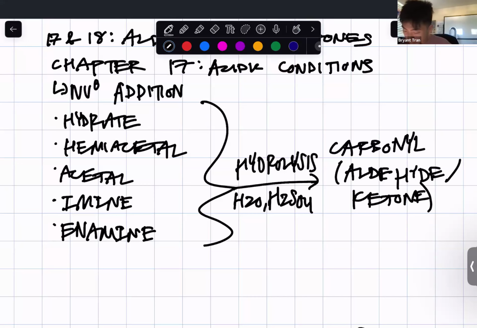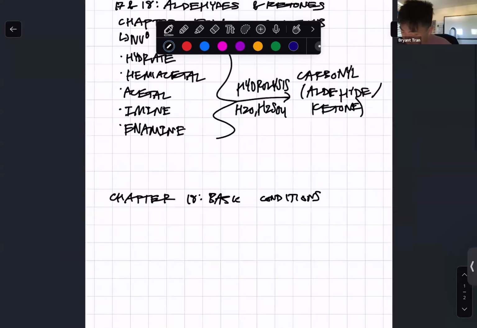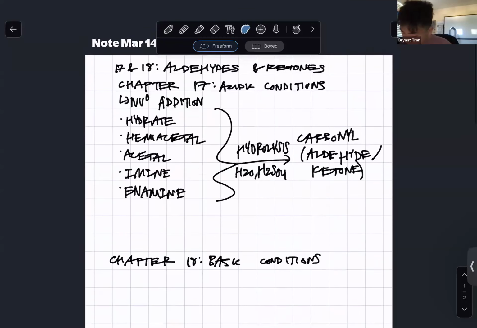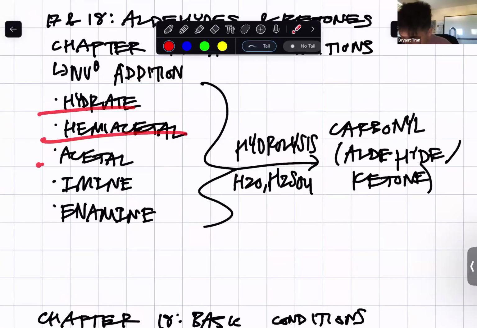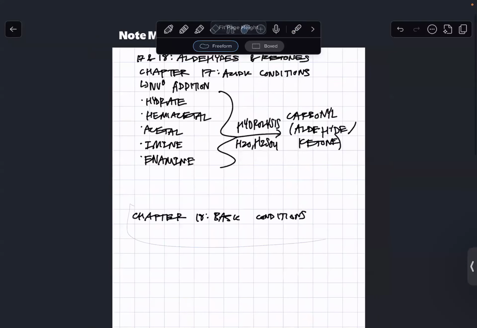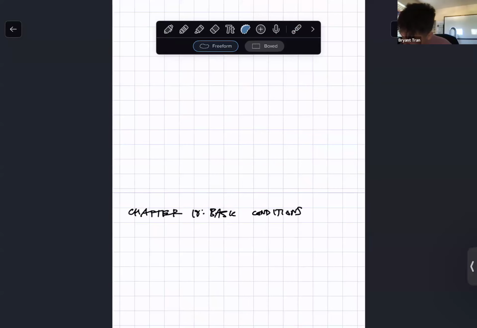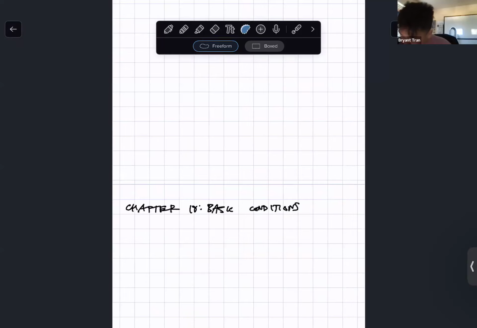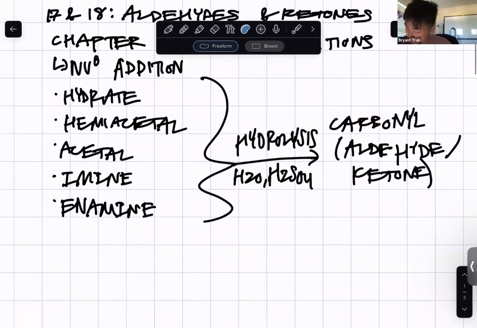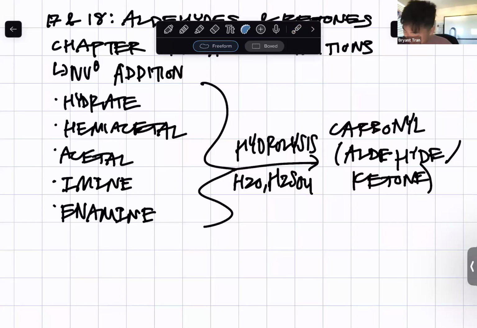So now I'm going to show you the general mechanism, and then we'll dive deep into each of these processes one by one, like hydrate, hemiacetal, acetal, imine, enamine, and the reverse mechanism as well. And then intramolecular reaction mechanisms as well. Then I'll go over chapter 18 after we go over those reactions here, because it will look very similar.